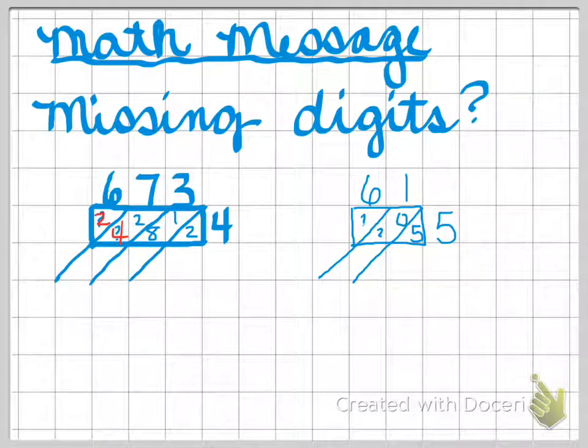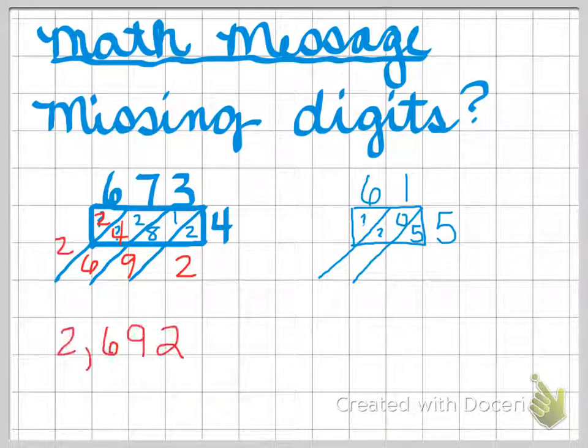And then we add along the diagonals. So in my first diagonal, I have just the number 2. So that equals 2. And then I have 8 plus 1 in the second diagonal, which gives me 9. And then I have my 4 plus my 2, which gives me 6. And I have my 2 at the end. So my answer becomes 2,692.